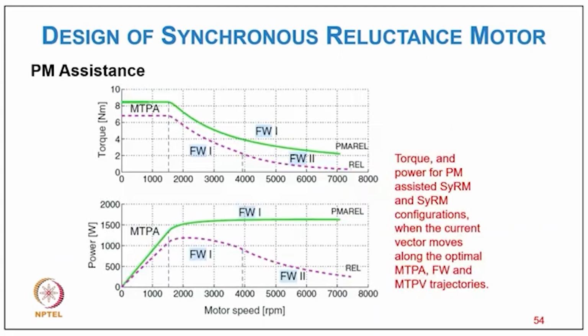You can clearly see how, along the MTPA, with the PM assisted reluctance motor the torque increases, and how the power increases because of the magnetic excitation. The power produced by the machine increases substantially. As you can see at different speeds, around 6000 RPM, you get almost 3 times the increase in power because of this PM assistance.